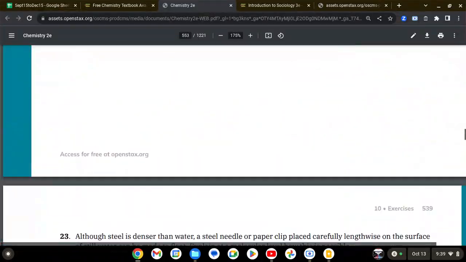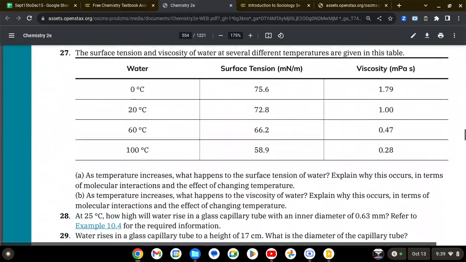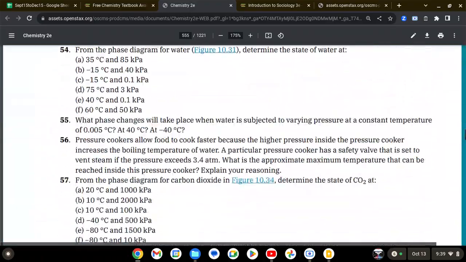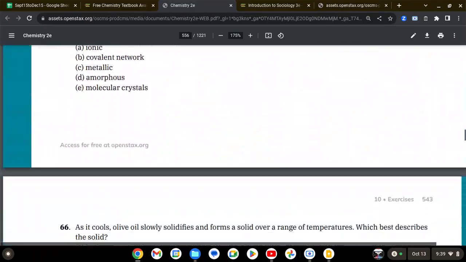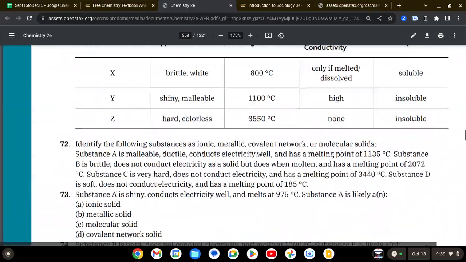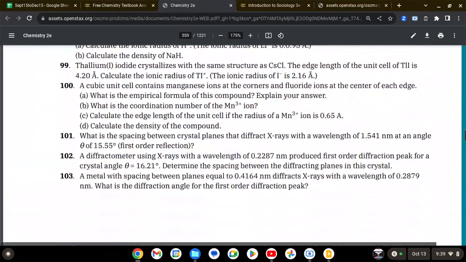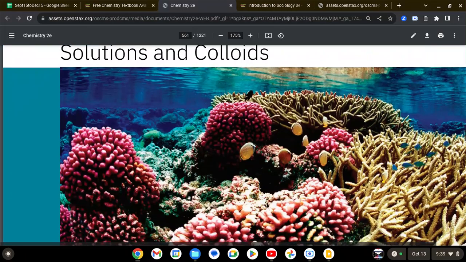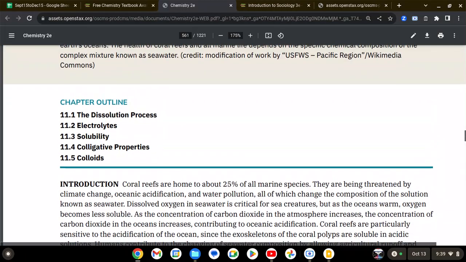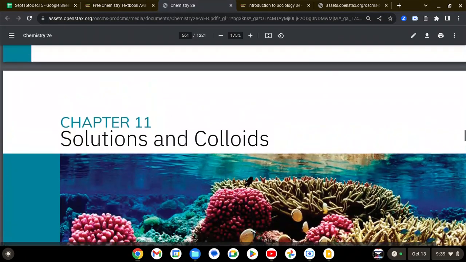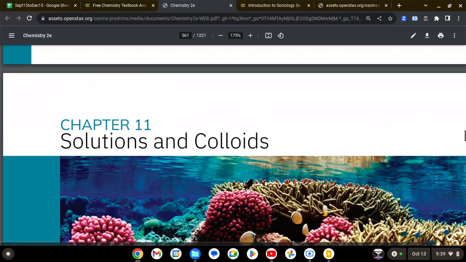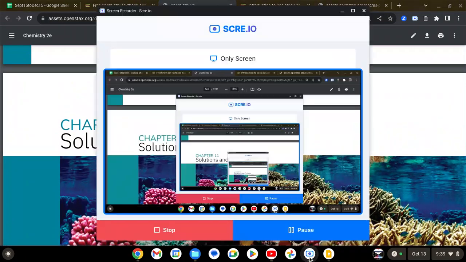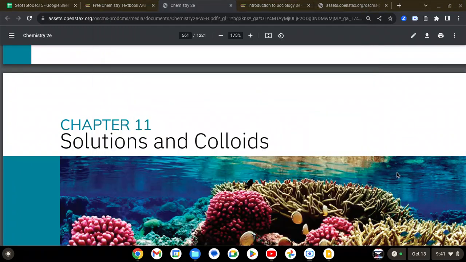Kind of want to just go through another chapter of that section. All right, let's do it.